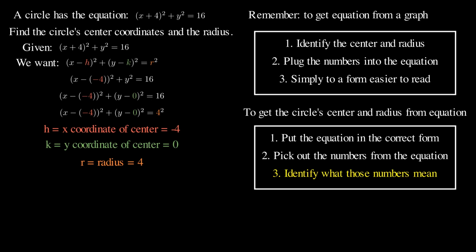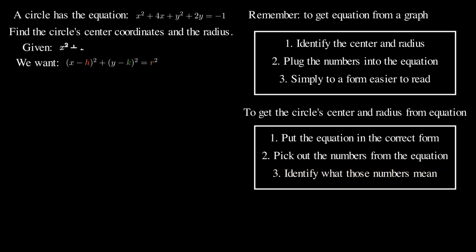Alright, let's try something a little bit harder. So this time, the squares aren't already put in place for us. Let's look at this equation. So the important thing to notice about this equation is that there are loose x's and y's lying around, and if you look at our final equation, everything is nicely incorporated in one square. So we have to somehow get rid of that.